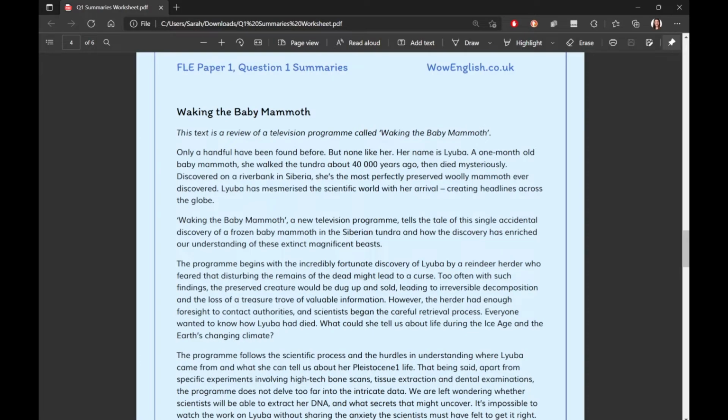Waking the Baby Mammoth. This text is a review of a television programme called Waking the Baby Mammoth. Only a handful have been found before, but none like her. Her name is Lyuba. A 1-month-old baby mammoth, she walked the tundra about 40,000 years ago, then died mysteriously. Discovered on a riverbank in Siberia, she is the most perfectly preserved woolly mammoth ever discovered. Lyuba has mesmerised the scientific world with her arrival, creating headlines across the globe.